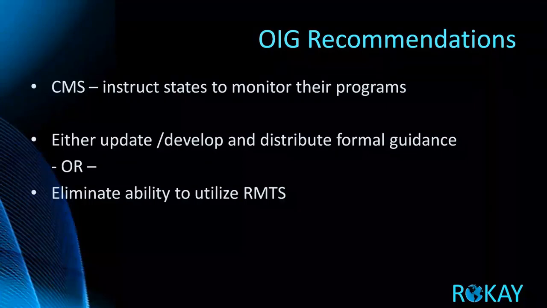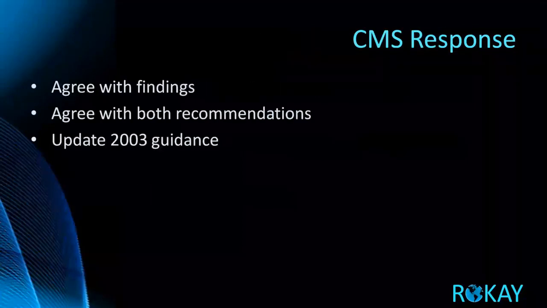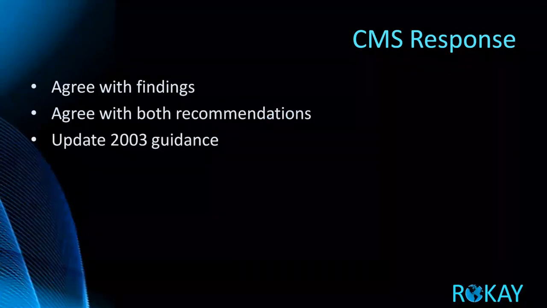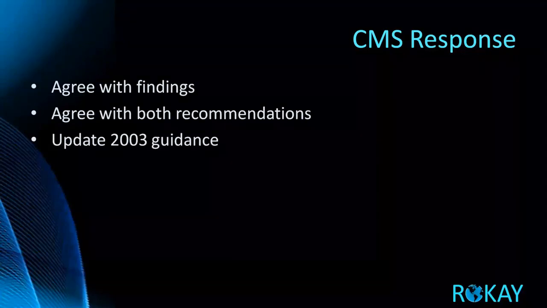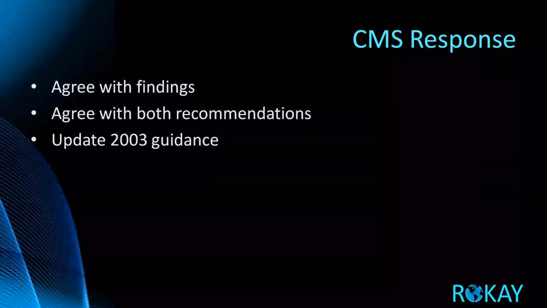So in this case, OIG sends their draft to CMS and they say, CMS, here you go. Here's what we found. Here's what we're recommending. Do you have any comments? Here's what CMS said. They said, OIG, we agree with your findings. As a matter of fact, we agree with both of your recommendations that we need to instruct the state Medicaid agencies to revise their policies to monitor their program, and that we need to either update our guidance or eliminate the RMTS. We're going to update our guidance.